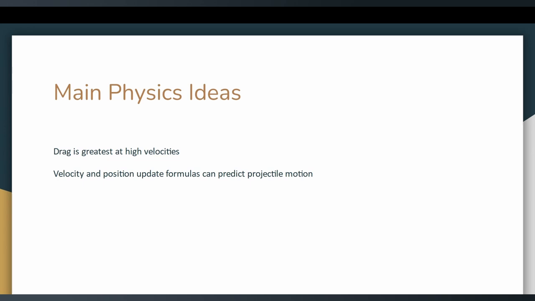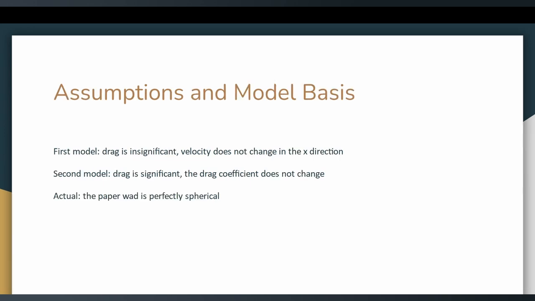Then we're using velocity and position update formulas to predict projectile motion. Assumptions, as we were saying, are that the paper wad is perfectly spherical, just a perfect ball. If it turns or spins in the air, that would affect it, and there would also be changes in the drag if it's not spherical, but we're assuming that it is spherical.